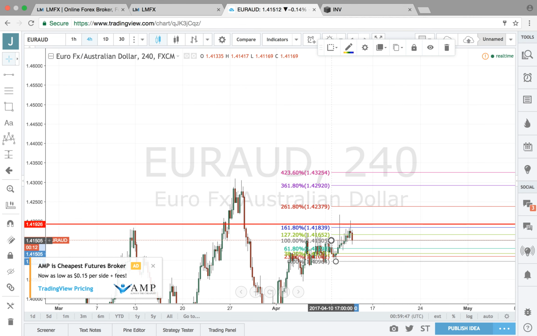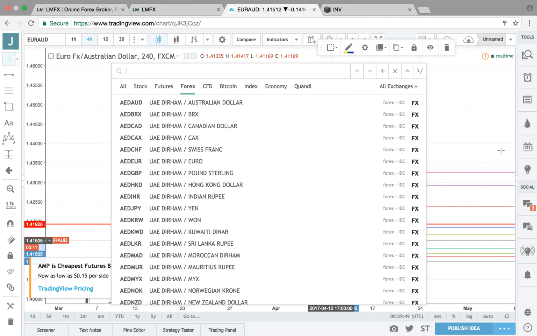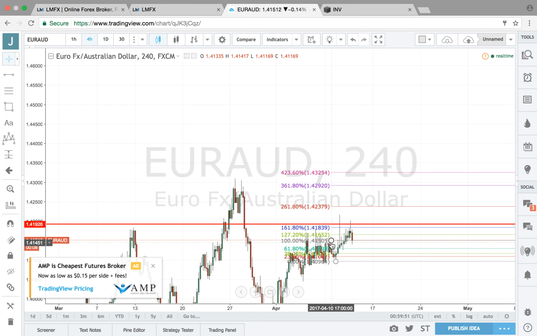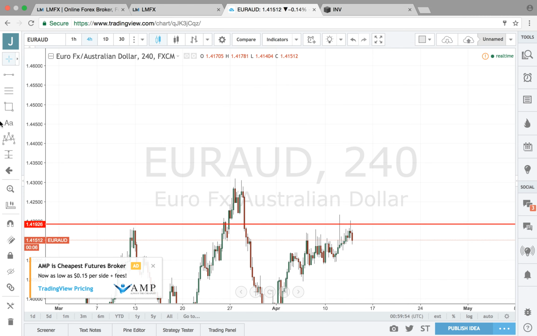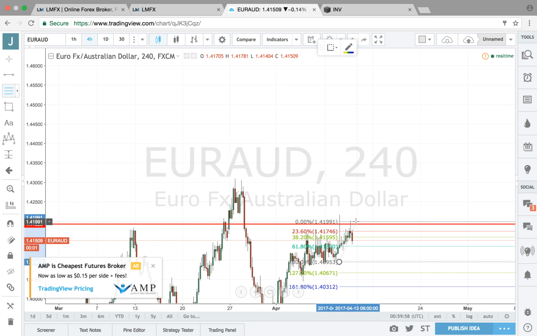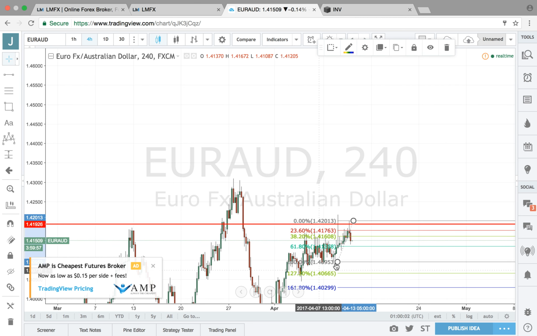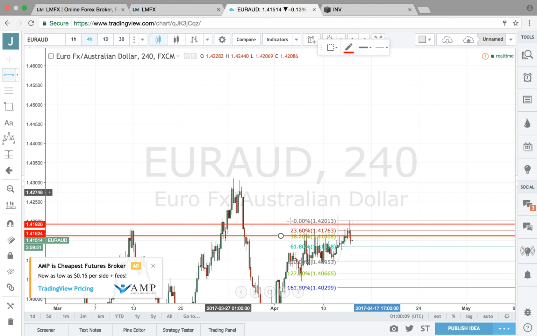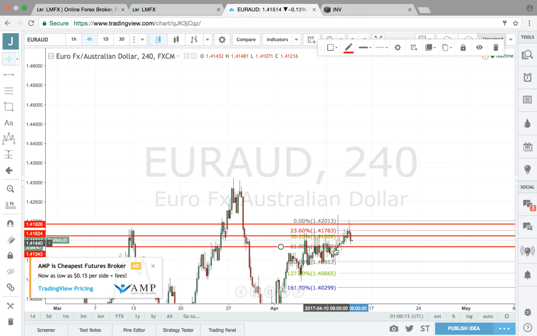Let's see. So like this one. So that was your entry. Your take profits now are based off this. So I'll see that the first take profit was right here. Second take profit is at the 61.8, and then the next one is the 127.2, which is the extension level.